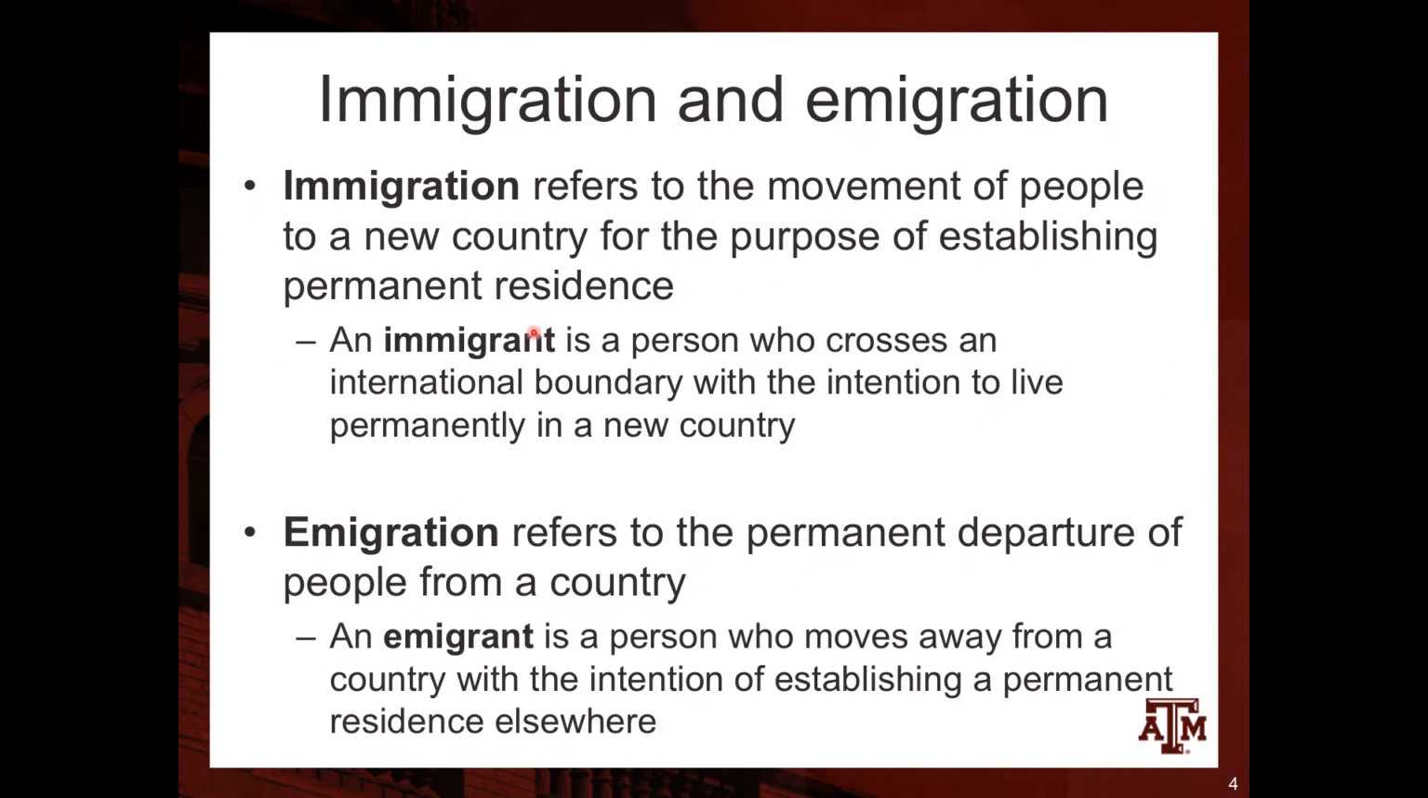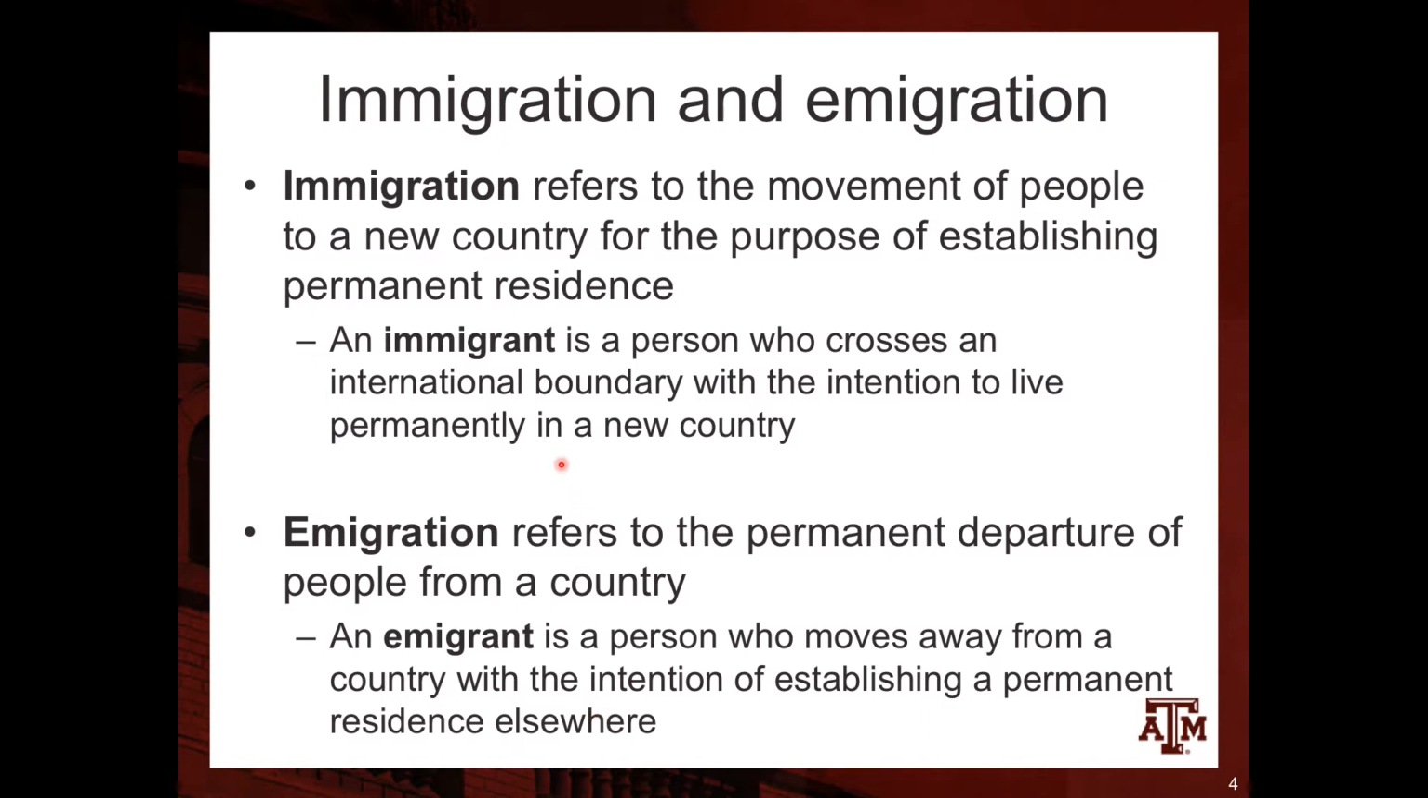And just to be more specific, immigration refers to the movement of people to a new country for the purpose of establishing a permanent residence. So these people are really moving to another country with the purpose of staying there for a long time. An immigrant is a person who crosses an international boundary with the intention to live permanently in a new country. And related to this term, immigration and immigrant, we have emigration. Emigration refers to the permanent departure of people from a country. An emigrant is a person who moves away from a country with the intention of establishing a permanent residence elsewhere.